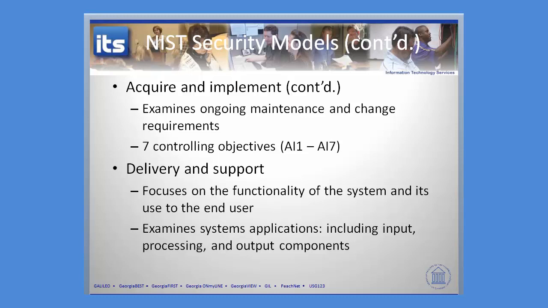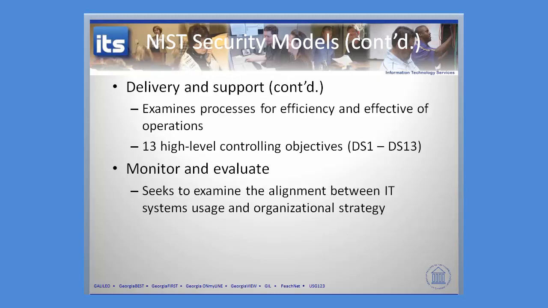This brings us to delivery and support. This focuses on the functionality of the system and the end user. We're going to look at the input, processing, and output components of any particular system, and then you're going to look at those processes to see if they are efficient and effective. 13 control objectives in the delivery and support, almost as much as the entire system in the plan, organize, acquire, and implement. So a lot of emphasis on delivery and support of actual users.